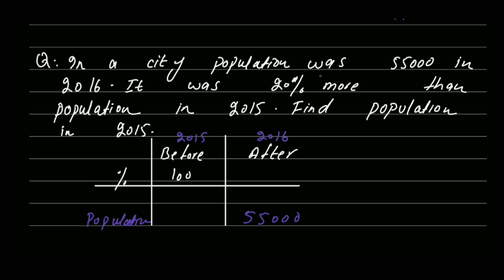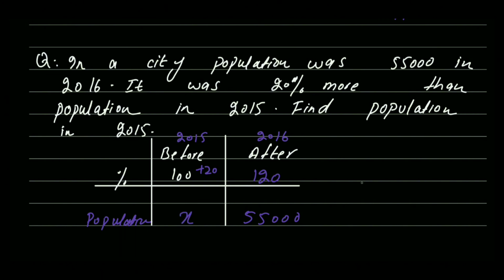And now second thing, we have to decide that this 20% will be added or subtracted in 100. So we have to read it carefully. Inner city population was 55,000 in 2016. It was 20% more than population in 2015. Means in 2016 it was increased. We will add 20, that will be 120. So find population in 2015, it means it will be x.